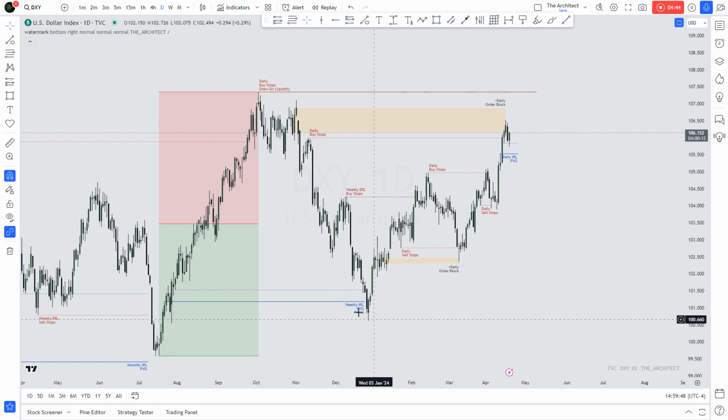So the idea is we are in a bullish institutional market structure.